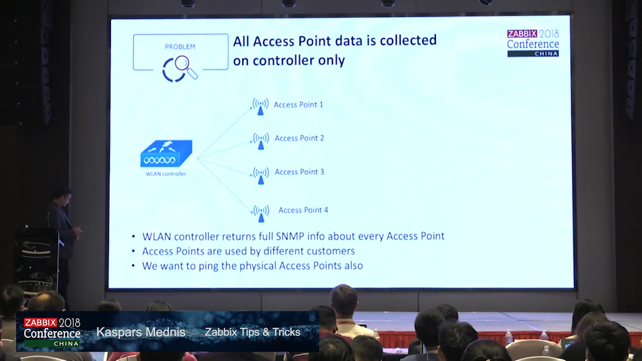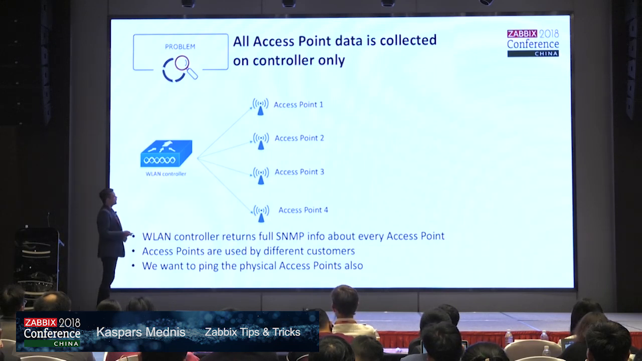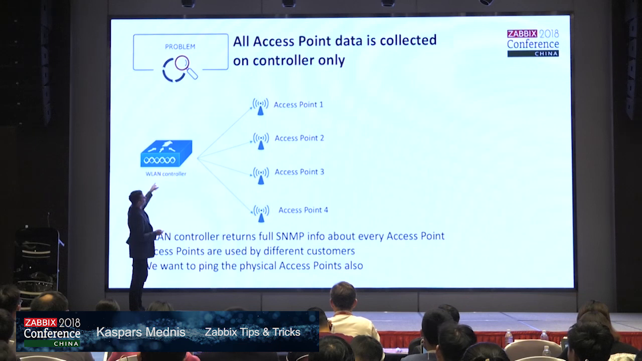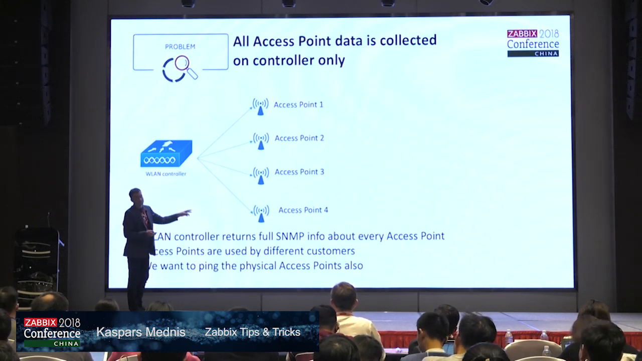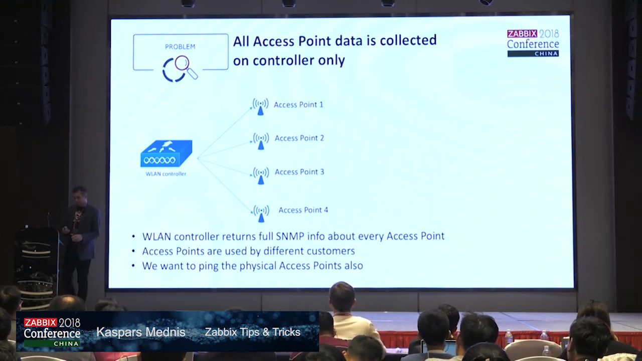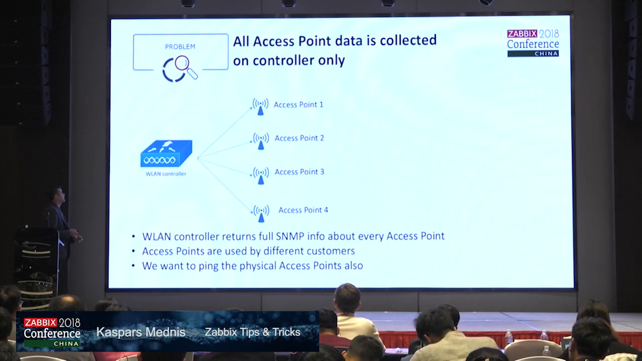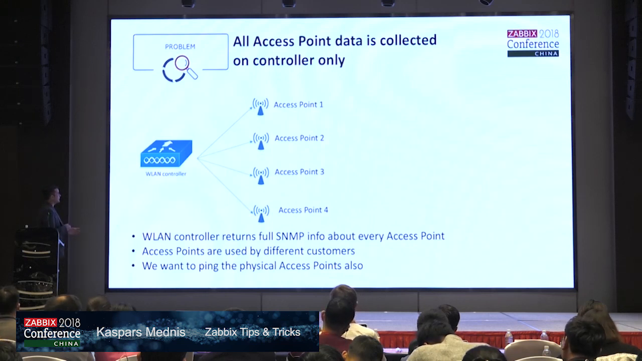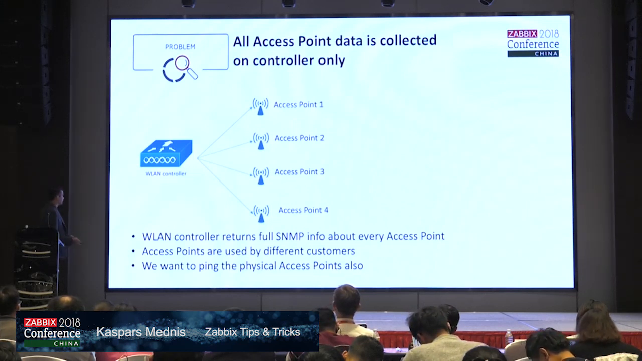Yes, another example about SNMP, the same thing. You have a VLAN controller, you have multiple access points, but the only smart device here is this one. So this one returns information about all the access points. But you need to divide the information because maybe the access points are used by different customers, and you don't want to give information about all access points to customers who don't need this information for security reasons.